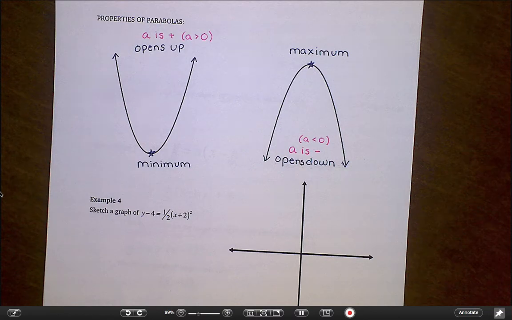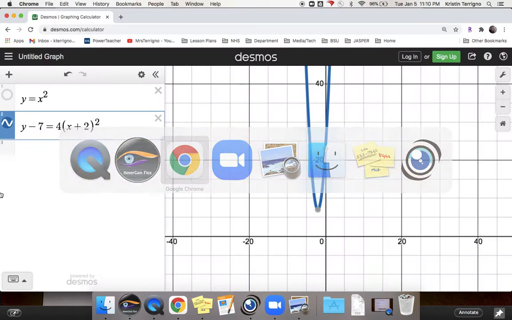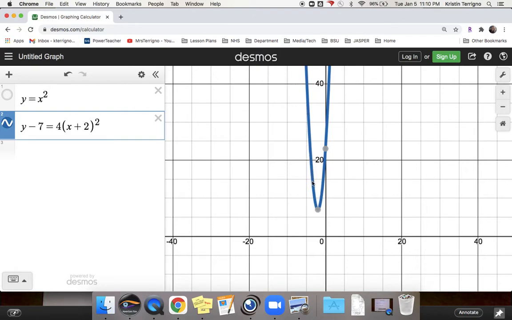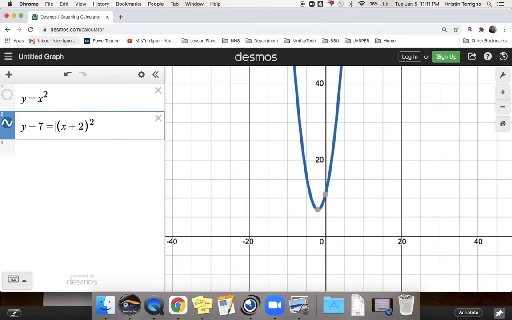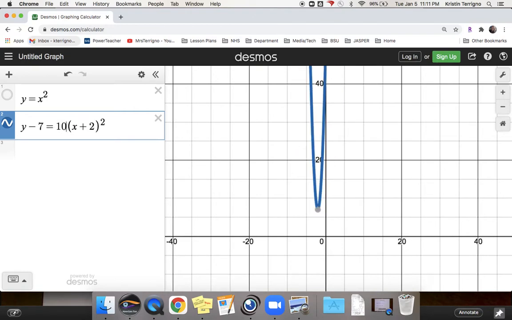The other thing that A controls is how wide or how skinny your parabola happens to be. If you think about that last example we did on Desmos, and actually maybe I still have it sitting here, this example came out to be a super skinny parabola. That's because my A value was 4. If I took that 4 out of there, watch what's going to happen. That parabola is going to get wider. If I put a 6 in there or an 8, it's just going to keep making my parabola skinnier and skinnier. So the larger your A value is, the skinnier your parabola is.